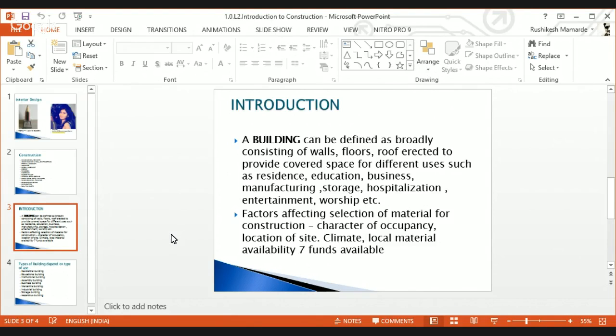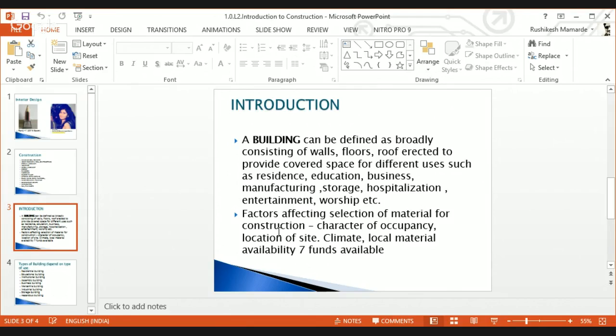So what is a building actually, how can you define a building? I have mentioned a definition here. A building can be defined as broadly consisting of walls and floors erected to provide covered space for different uses such as residence, education, business, manufacturing, storage, hospitalization, entertainment, worship, etc.